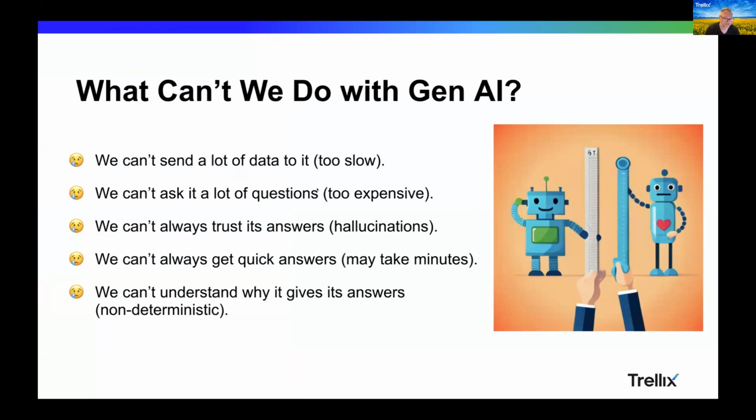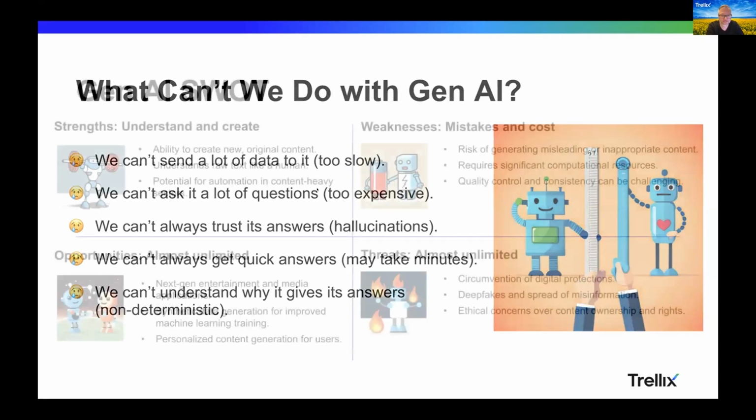We can't always trust its answers. As I'm sure you're aware, it can hallucinate and give invalid responses pretty frequently. So you have to check your work each time. And it's not always quick. You don't notice ahead of time, but it may take many minutes. And sometimes we don't know exactly why it gave an answer. You can't really go back and figure out exactly why it said what it said.